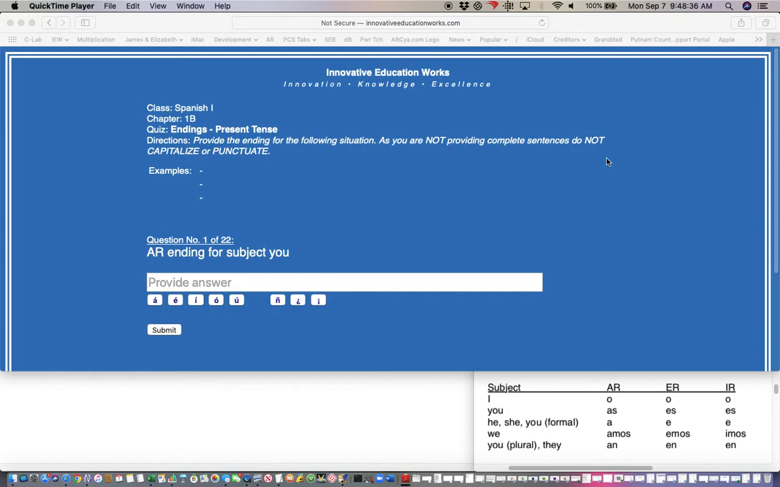Quiz endings, present tense, Spanish 1. What you're doing here is you're figuring out the AR ending for the subject you in number 1. Look over here at this chart, okay? This chart. You have AR verbs, you have ER verbs, you have IR verbs in Spanish. All you have to do is tell me what ending for what person. So for number 1, AR ending for the subject you. There's you, AS. That's your ending.